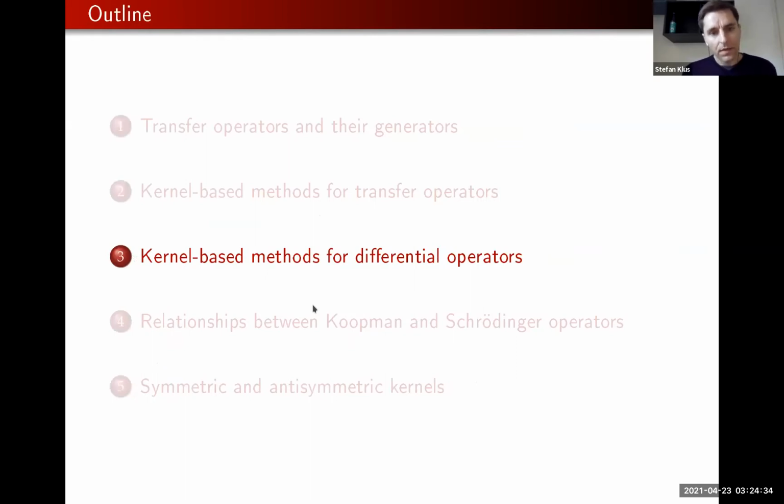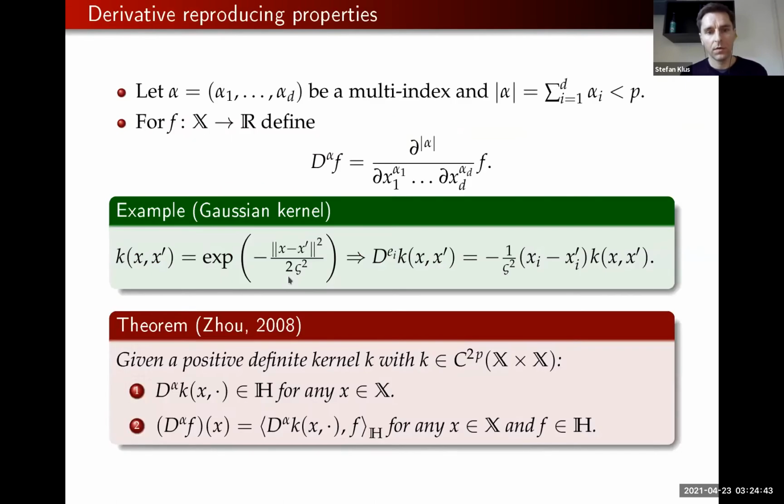Now we want to extend this to differential operators. Instead of approximating the Koopman operator, we want to approximate directly the Koopman generator. And for this, we can again use reproducing kernel Hilbert spaces, but we need now this derivative reproducing property. We have seen before that function evaluations can be written in terms of inner products, and we can also write derivatives in terms of inner products. This is shown here. It's a theorem that goes back to Zhou.